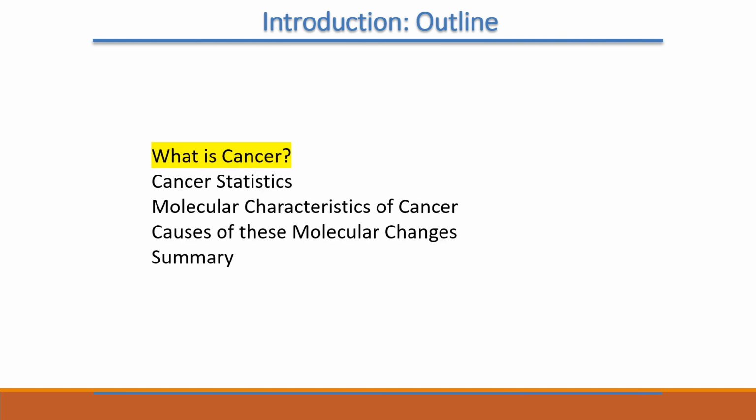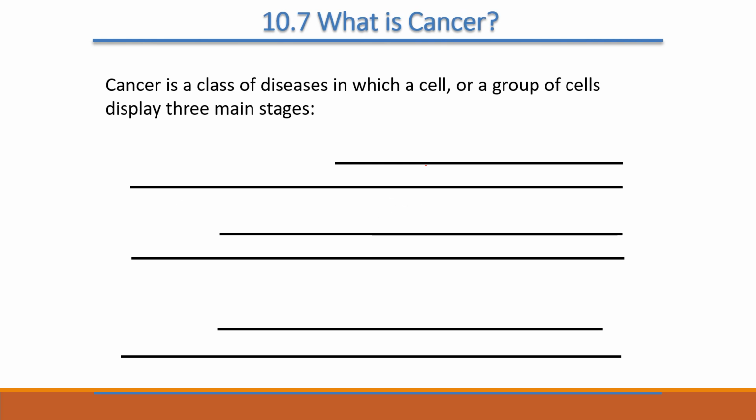So what is cancer? Let's start with the first question. Okay, so we have already talked about what is cancer, and we said that it is a class of diseases, so not one disease, in which a group of cells display three main stages. So there are three main stages. I want you to describe the main stages. Yeah, so stop the video and remember to write what are those three stages. Okay, I'm sure that you already stopped the video and wrote it, and then you're going to upload it on Moodle. Now I'm going to continue.